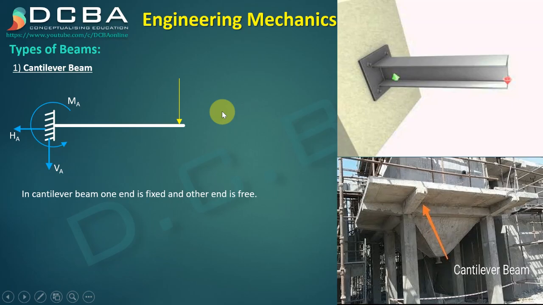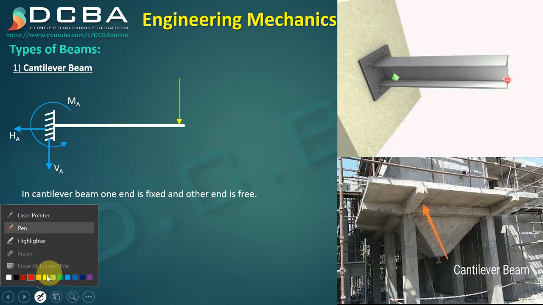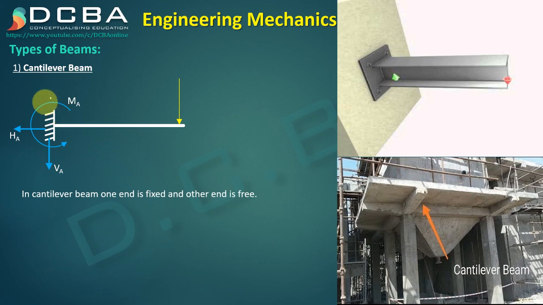So in the last lecture we had learned the different types of supports. In this lecture we'll be learning different types of beams and different types of loadings that are put on the beams. So starting with this first type of beam, which is a cantilever beam. It is very straightforward. A cantilever is that structure in which one end of the structure is fixed, the other end is free, that there is no support on the other end.